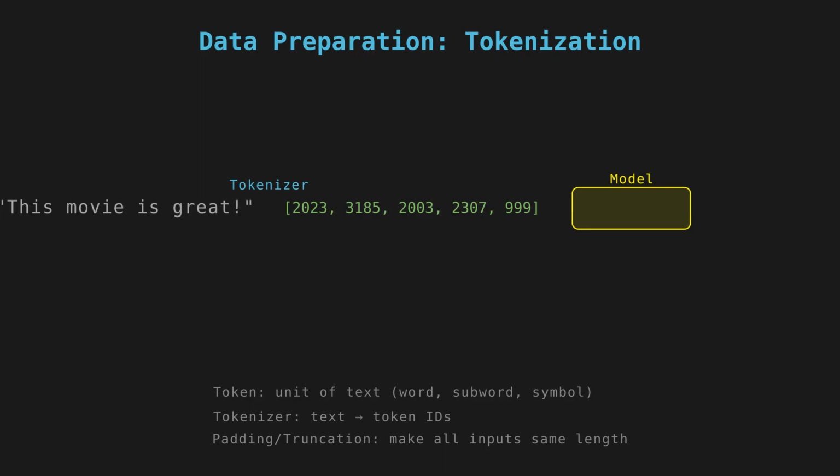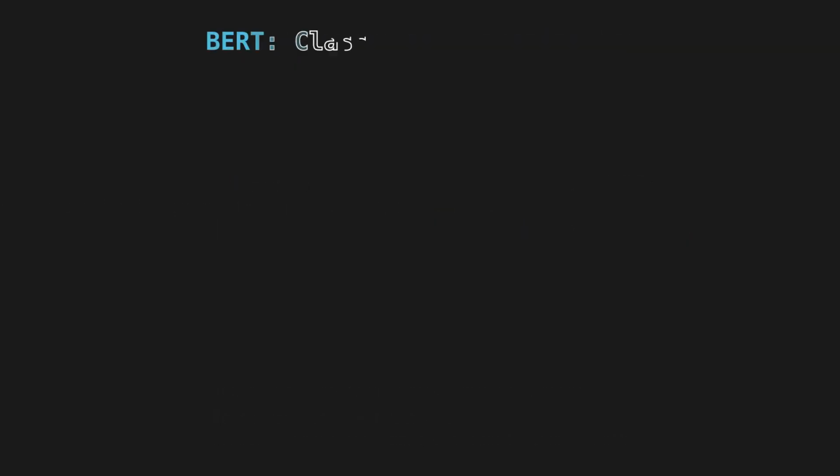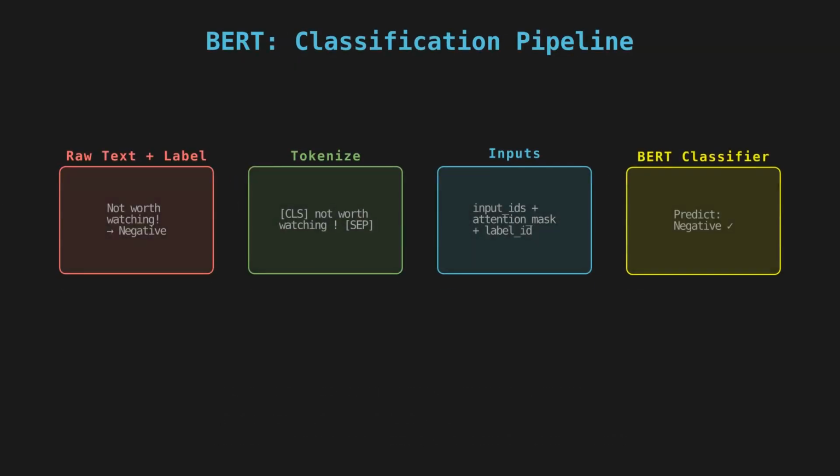Data preparation is the foundation of everything. If your data is poorly formatted, no customization strategy will save you. Garbage in, garbage out. BERT-style models are encoder-only transformers. They are designed for understanding tasks, classification, prediction, and extraction. You feed in text with special tokens like CLS at the start and SEP at the end, along with input IDs and an attention mask. The model processes the entire input and predicts a label. For example, classifying a movie review as positive or negative. BERT does not generate new text. It reads, understands, and decides. Think of BERT as a careful reader who highlights the answer in a passage rather than writing a new essay.